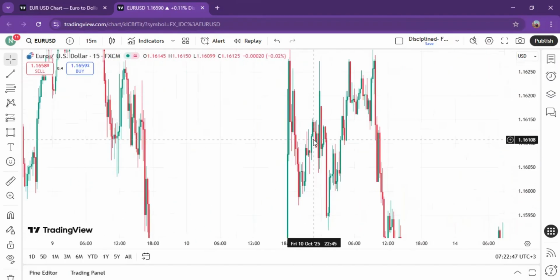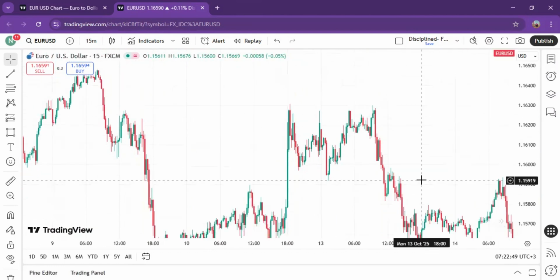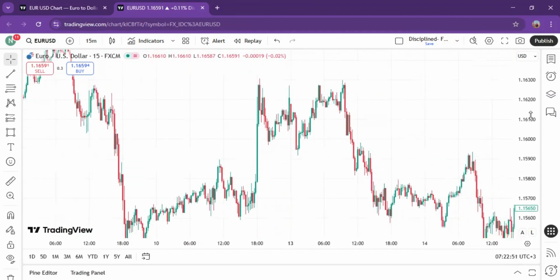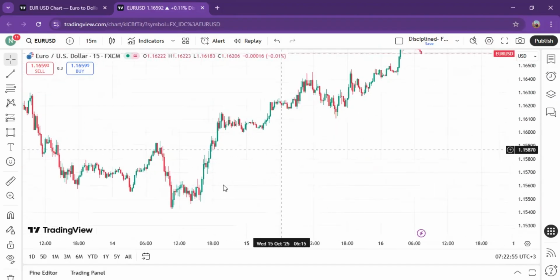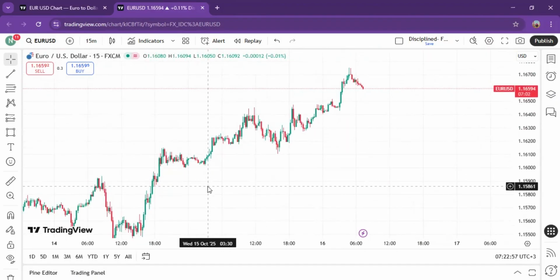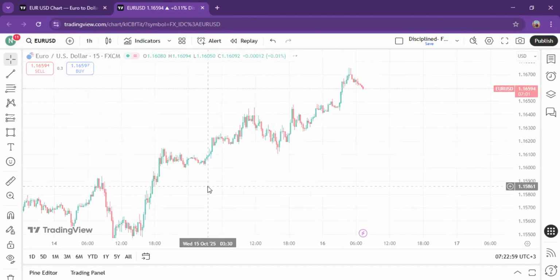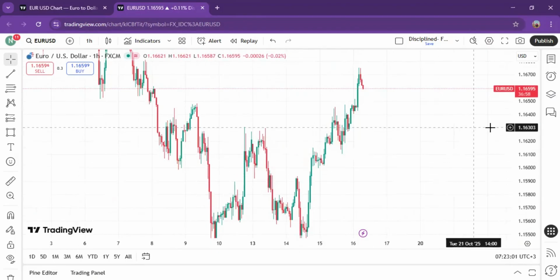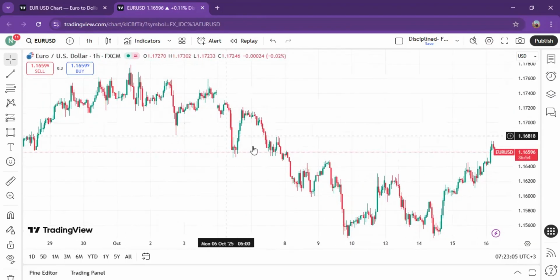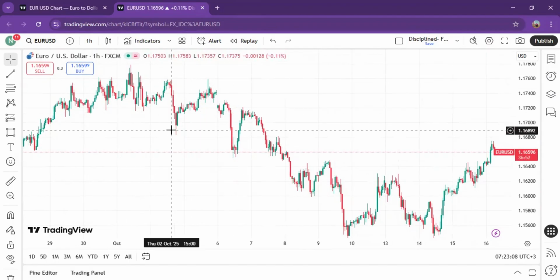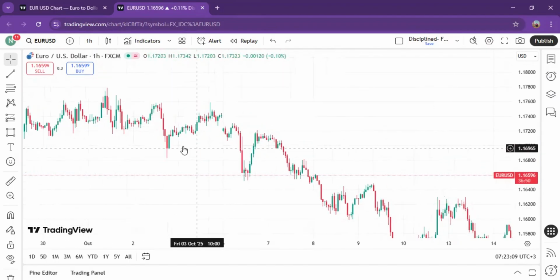So let's have a look at the market. Let's go to the 1 hour time frame. And on the 1 hour time frame, you can see that we have this market. You can see the market direction is a downtrend.